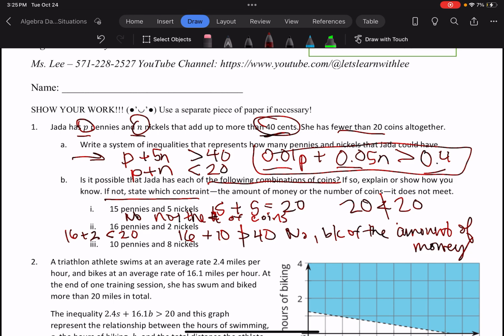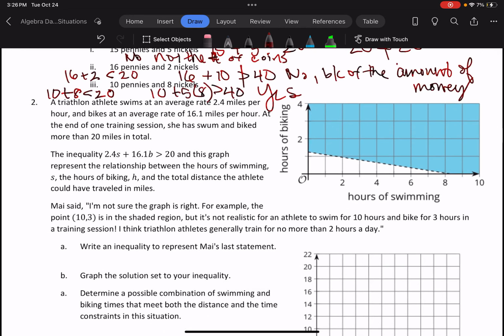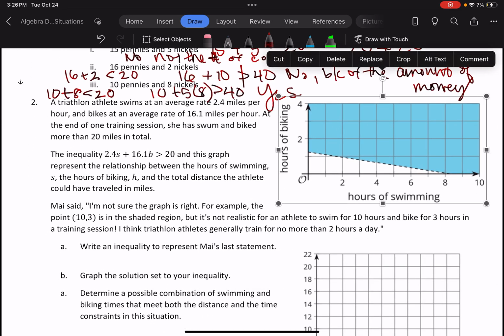All right. The next one says 10 pennies and 8 nickels. So this would be 10 plus 8 is less than 20, so it works for that one. And then 10 cents plus 5 times 8 is 40, is in fact greater than 40. You would get 50. 50 is greater than 40, so this one is yes, it works for both. So remember, for a system of equations, in order for the point to be a solution for both, it has to work for both equations or be in the double shaded area.